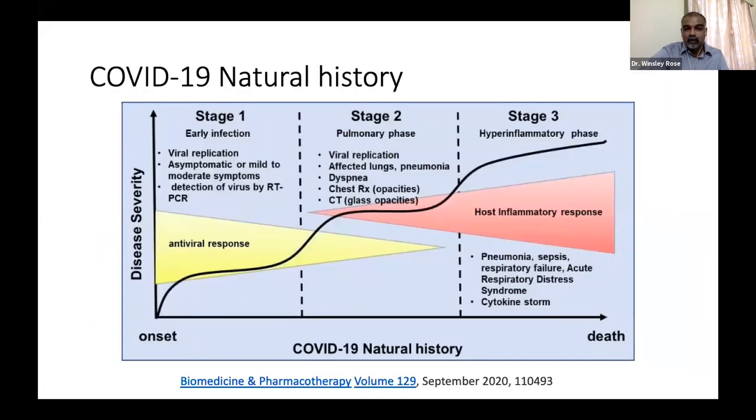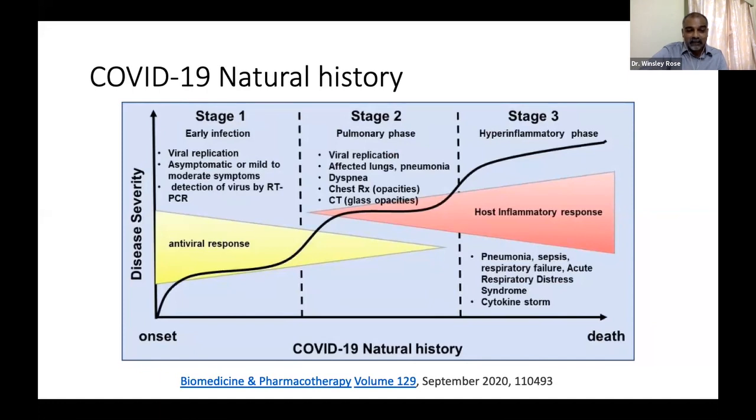When you think about COVID natural history, it's important to recognize COVID in three phases. Dr. Srinivasan mentioned we know the pathophysiology of dengue, which is why dengue is a fairly easily manageable disease right now. Similarly, if we understand that COVID also has a certain pattern to its course, we can intervene at these different stages with specific intervention strategies.